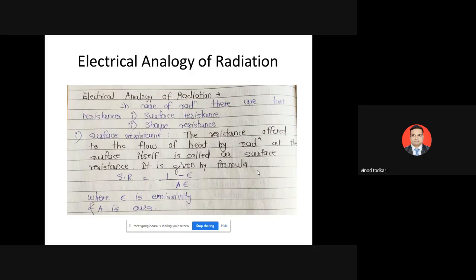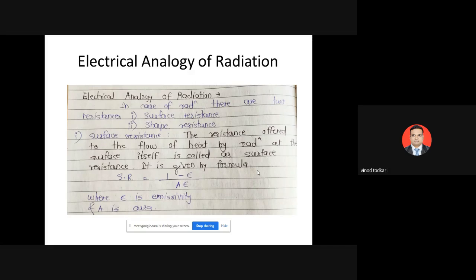Now see, in case of radiation, there are two resistances. I repeat, in case of radiation, there are two resistances. Which are those? One is surface resistance and second is shape resistance. So there are two resistances in radiation.